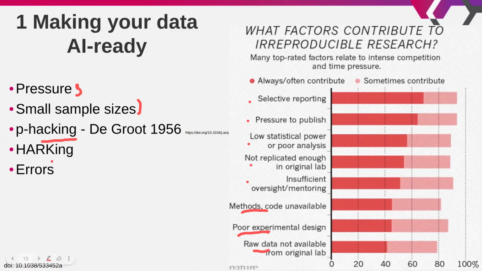HARKing is hypothesizing after the results are known. That can lead to spurious associations between two observations from the same data set that may be independent, and setting up an experiment to test that dependency has to be built into that data. And then there's also the reality that we all make mistakes. There's substantial literature, for example, looking at the tendency of Microsoft Excel to mangle gene names, and the consequences that this has in research.